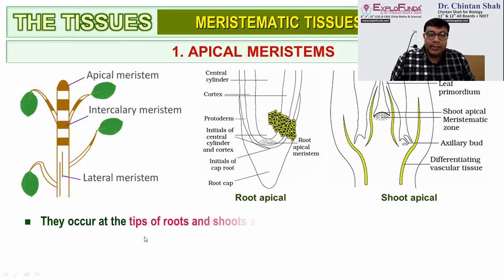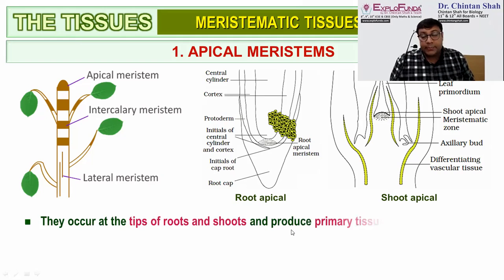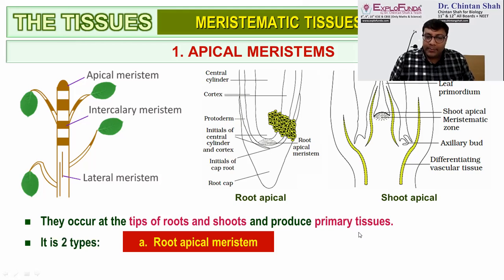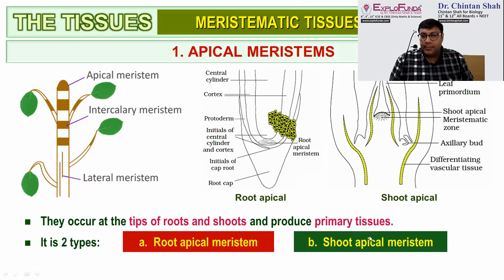They occur at the tips of the root and shoot, so that is present in the root apex as well as shoot apex. So here is a shoot apex, it is present. Here is a root apex, it is present. And they will produce primary tissues. There are two types: root apical meristem and shoot apical meristem. So this is root apical meristem, and this is shoot apical meristem.